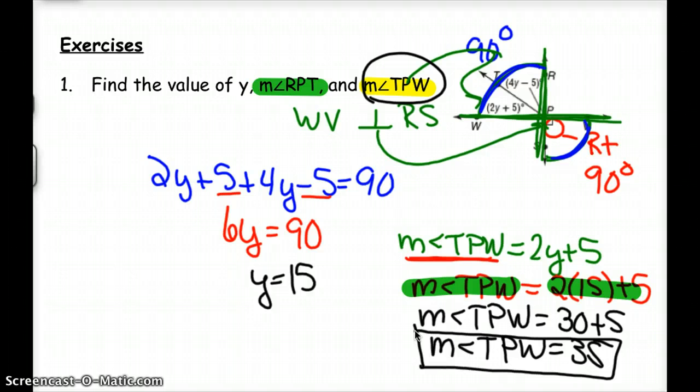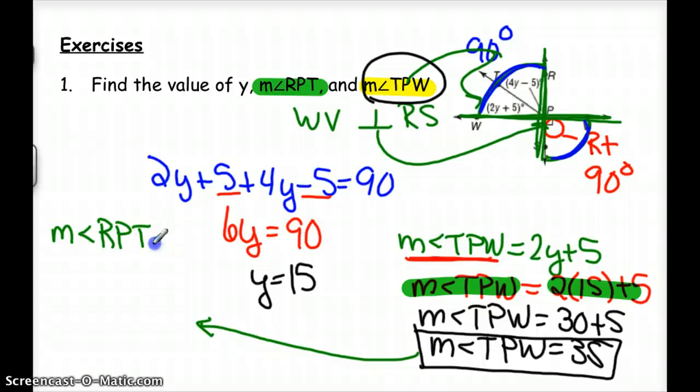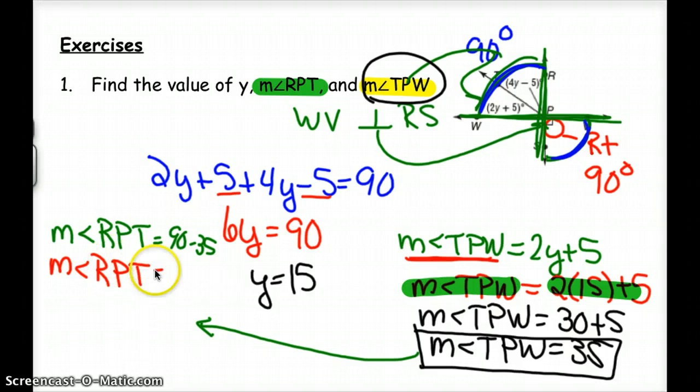I'm kind of running out of room here, people, so I'm just going to sneak over here. I need to find the measure of angle RPT. And that's going to be 90 subtracted 35, because that whole angle is 90. So I'm going to go 90 minus 35, and that would be my work. The measure of angle RPT equals 90 minus 35 is 55. So I need to box that answer in.